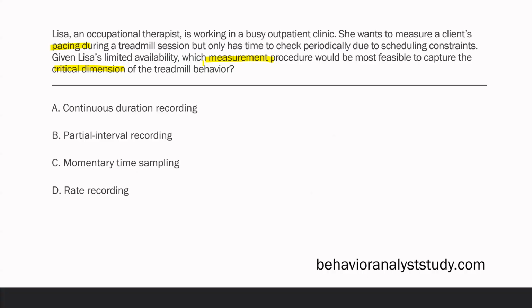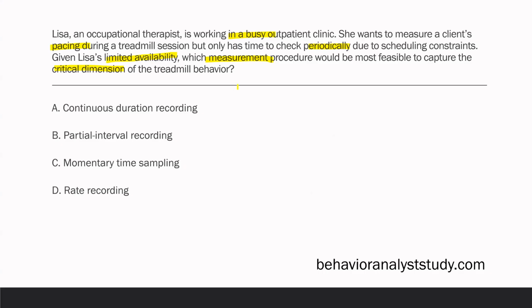And what do we know about Lisa? We know she's busy. She only has time to check periodically when this client is on the treadmill, and limited availability. All those things are telling you what? Well, we are likely going to pick a discontinuous measurement procedure. Continuous measurement means continuous, right? If we're going to continuously measure behavior, we've got to observe every single one every single time. If it's a situation where you have limited availability, limited time, like Lisa, let's pick a more discontinuous approach.